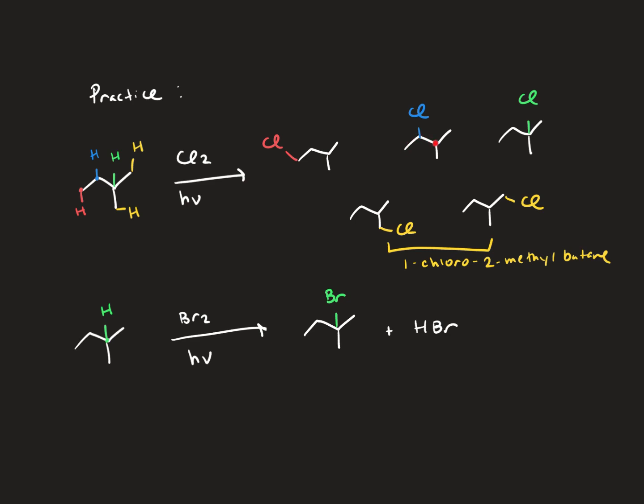1-chloro-3-methylbutane, 2-chloro-3-methylbutane, 3-chloro-3-methylbutane, and then these both are 1-chloro-2-methylbutane. The only difference between them is how we number. So this would be 1, 2, 3, 4. This would be 1, 2, 3, 4. But they're the same, so I wouldn't want you to write both of these on an exam. I would only want you to write one of them and know that they're both the same. So these are the answers.